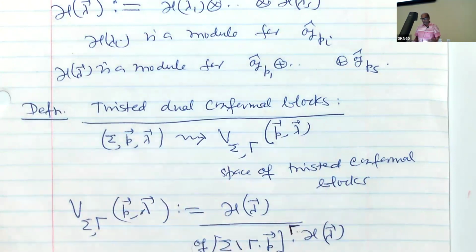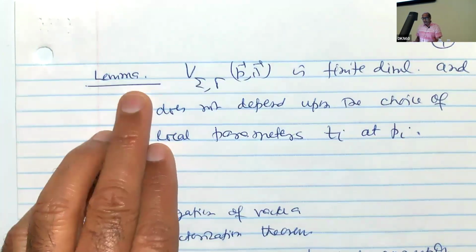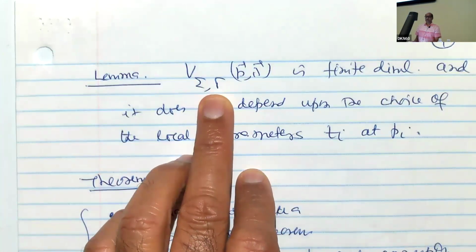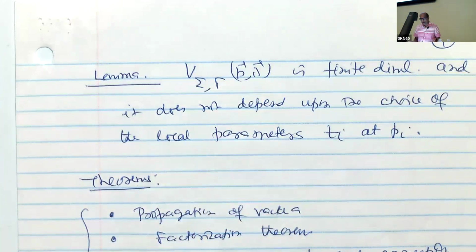And it's going to act very similarly, except that at the point Pi, only that twisted Lie algebra is going to act. Okay, so again, the lemma is that this space V sigma, now with gamma P lambda, is finite dimensional, and it does not depend upon the choice of local parameters Ti at the point Pi. Very similar. And the proof also is similar.